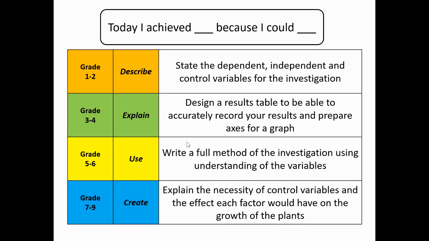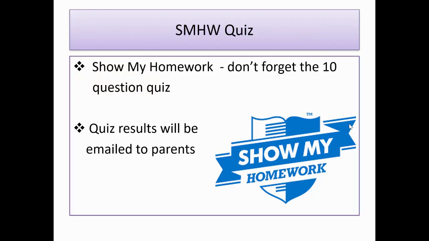As always, I'd like you to write your today I achieved sentence. So that would be today I've achieved, and then write describe, explain, use, or create in this section, and then say because you could. And depending on which one you've chosen, you need to copy in literally what it is that you've done. For instance, today I've achieved explain because I could design a results table to be able to accurately record your results and prepare an axis for a graph.